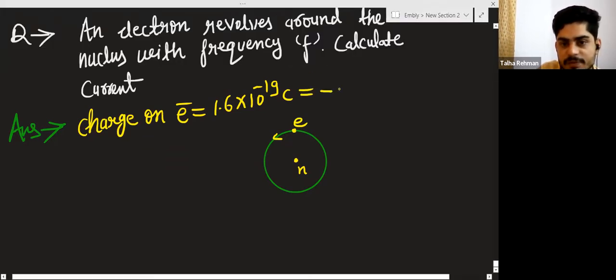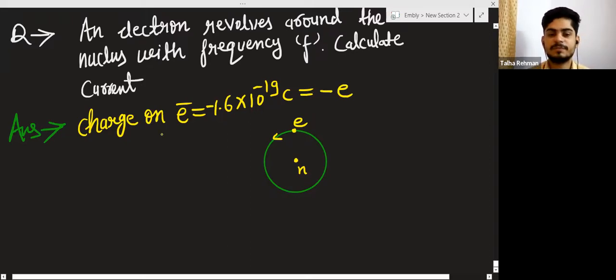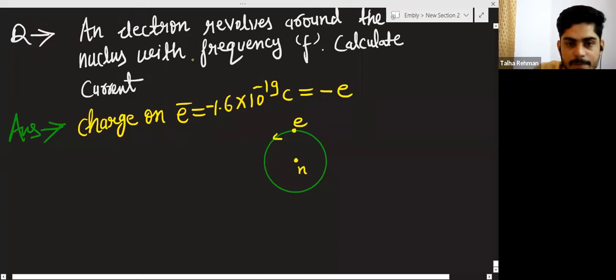This is how I am representing it, and this is the minus sign. Charge on electron is negative. Charge on electron is this. And one thing more you have to know here: there is a term, frequency.